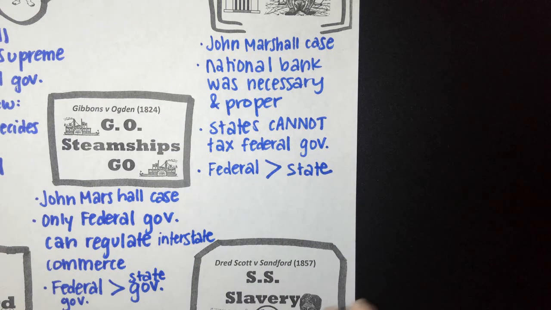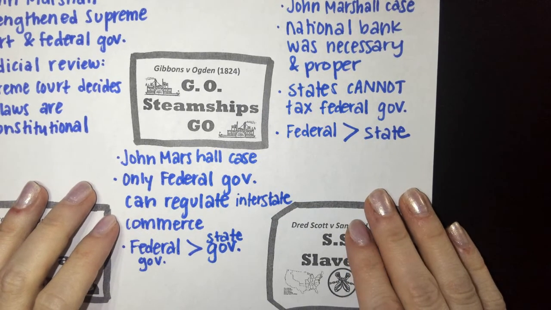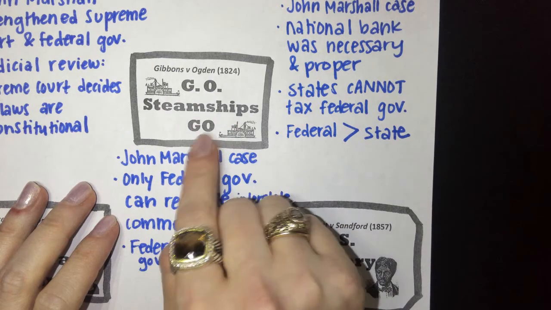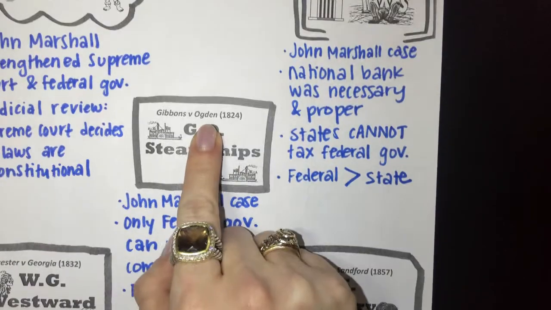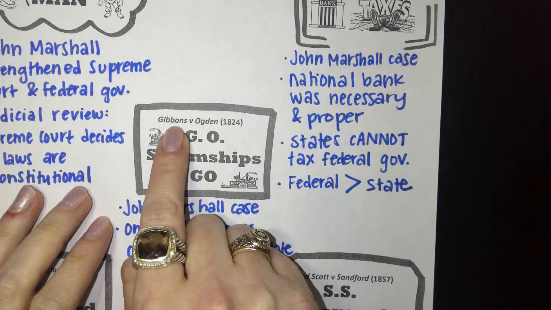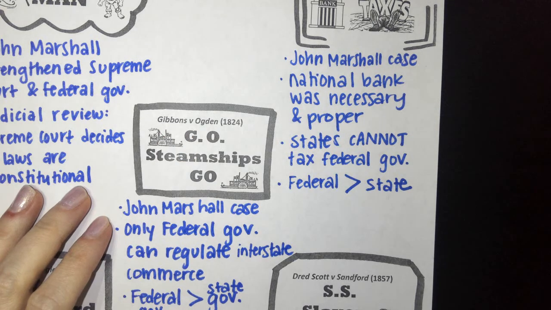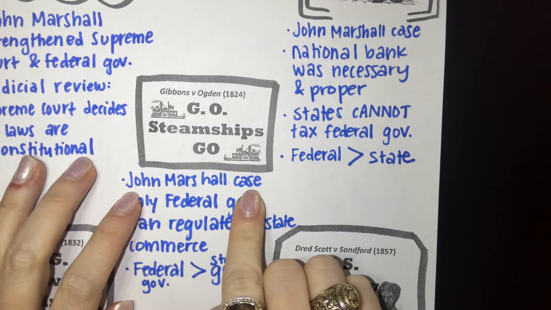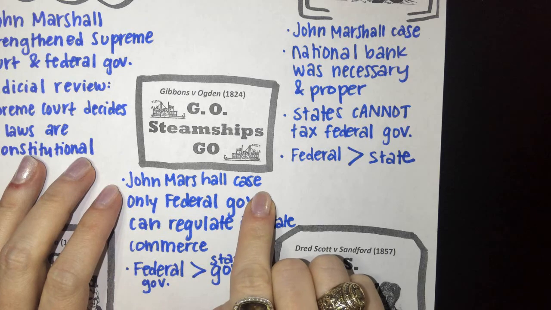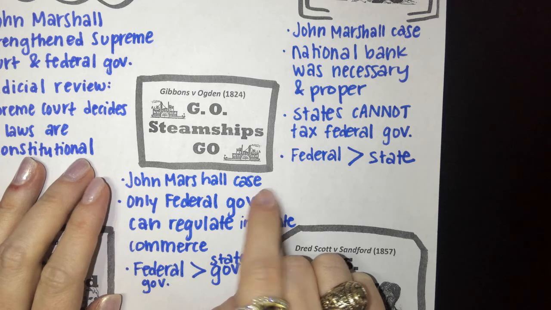Okay, moving on to our last Supreme Court case during this time period. We are looking at Gibbons versus Ogden, and my memory trick is G-O, steamships go. Alright, so Ogden had a license from the state of New York to operate his steamboat. But Gibbons was a competitor, and he had a license from the federal government. Ogden is very unhappy that Gibbons is using his steamship on the same river, and so they take this to the Supreme Court. Again, John Marshall is sitting on the Supreme Court at this time, and so you know he loves the federal government, so he's obviously going to vote in favor of the federal government.